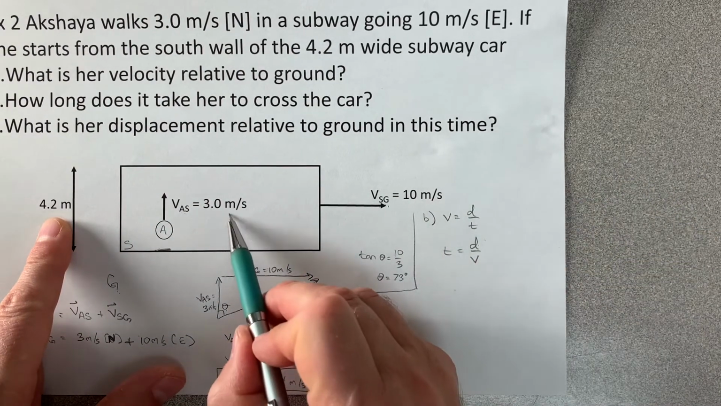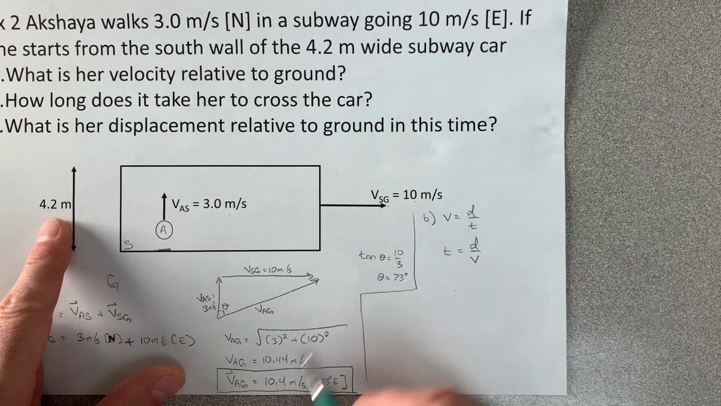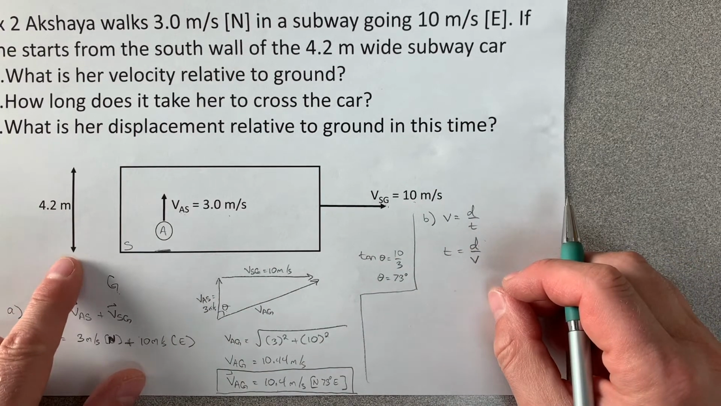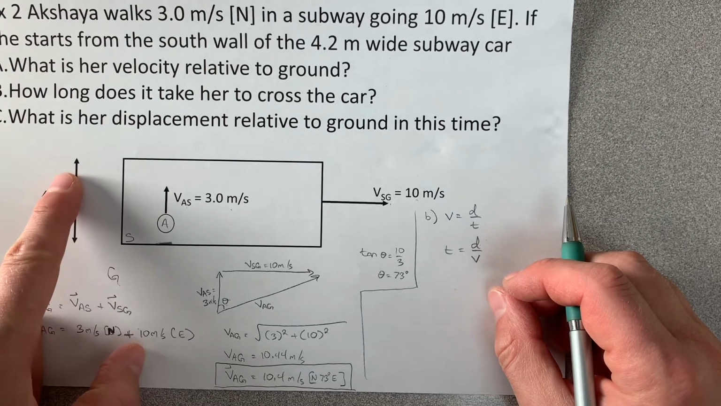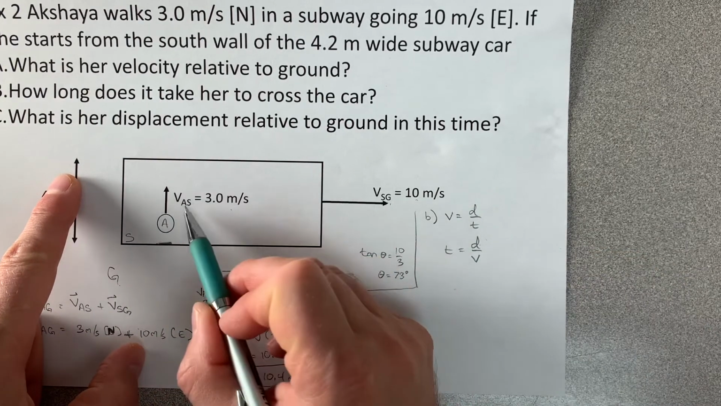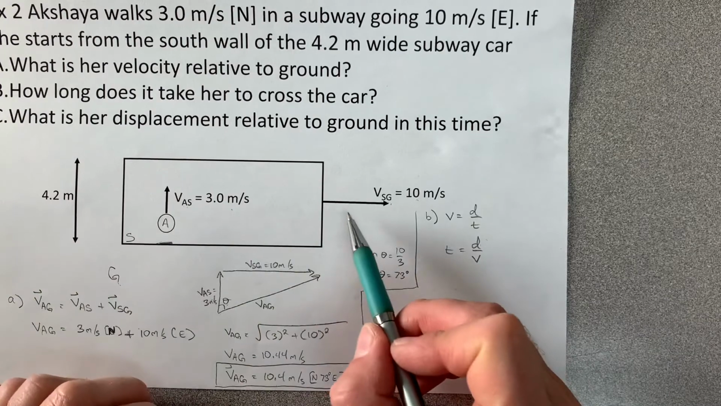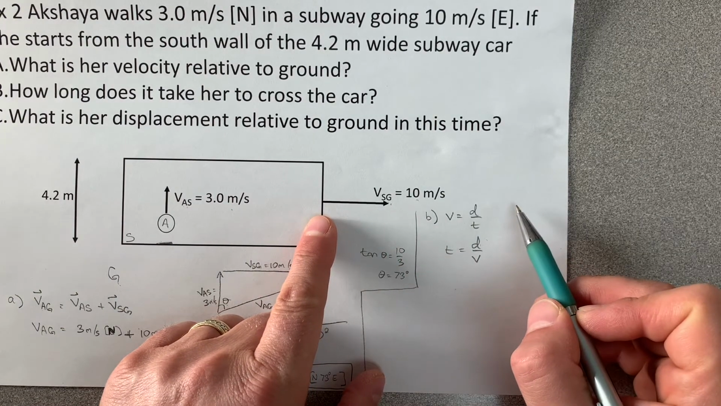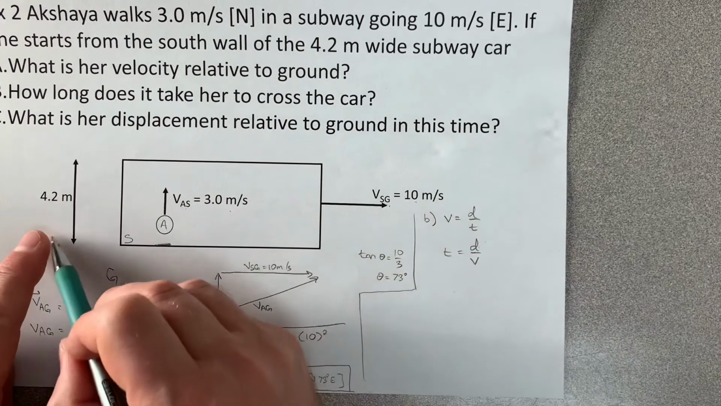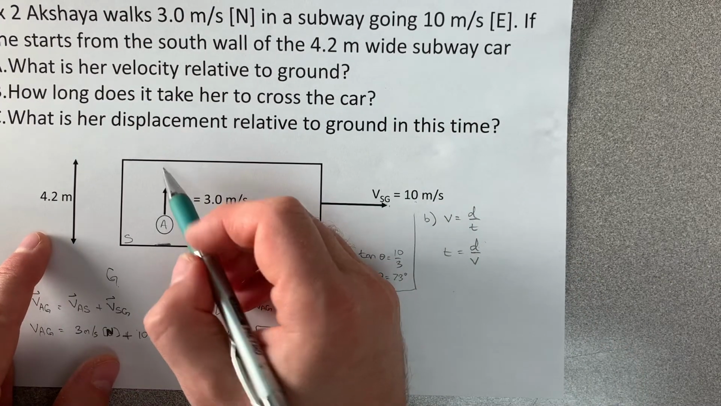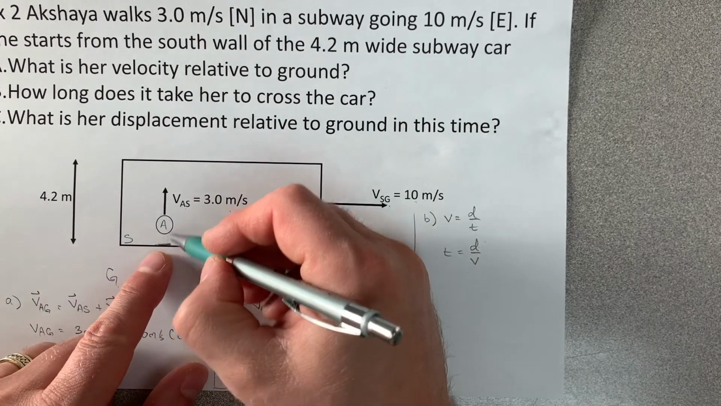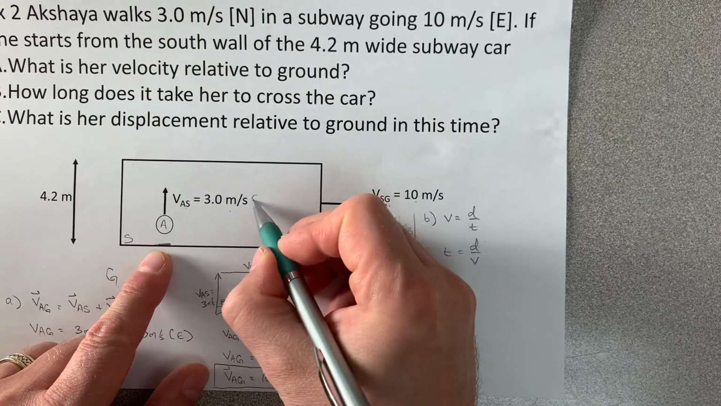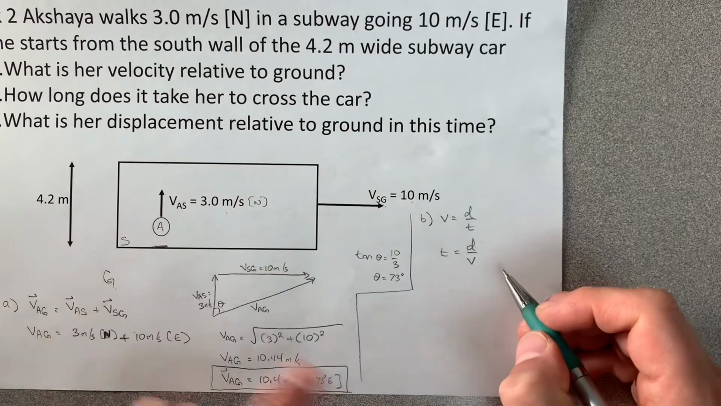But then the question is, which of these velocities do I use? 10.4 or 10 or 3? Which one am I using? If you think about it, this one here is going straight north. I need to use a corresponding velocity. If we were talking about how long does it take me to travel 100 meters east, then I'm going to use this velocity. In this case though, to get across the car, really what I want to know is how long does it take her to go 4.2 meters north? I need to use a velocity that is also north.